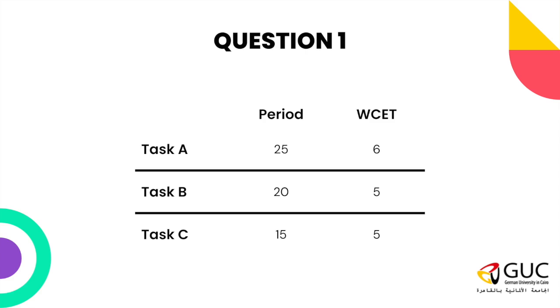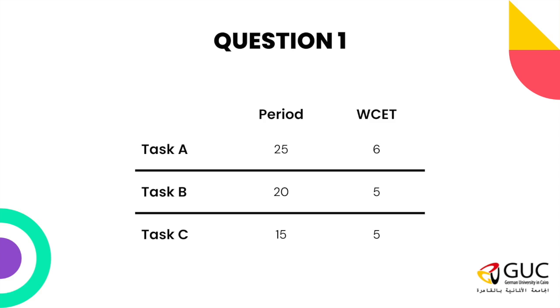Let's see the second shortest period. It is 20 clock ticks, which is the period of task B. Therefore, task B will be assigned the second highest priority in the system. Finally, the lowest priority in the system will be assigned to task A, because it has the longest period in the system, which is 25 clock ticks.